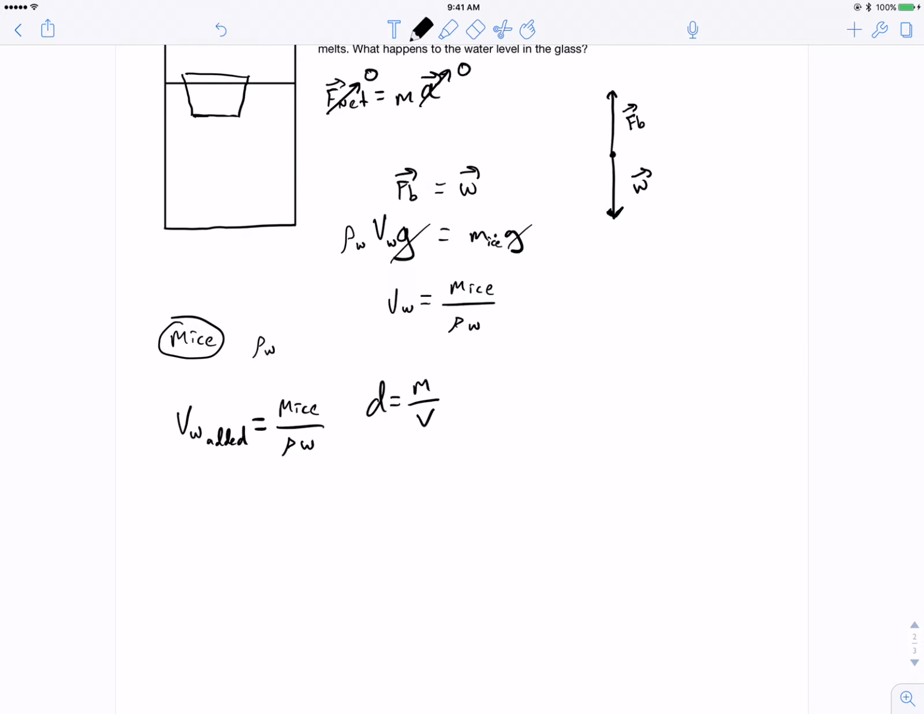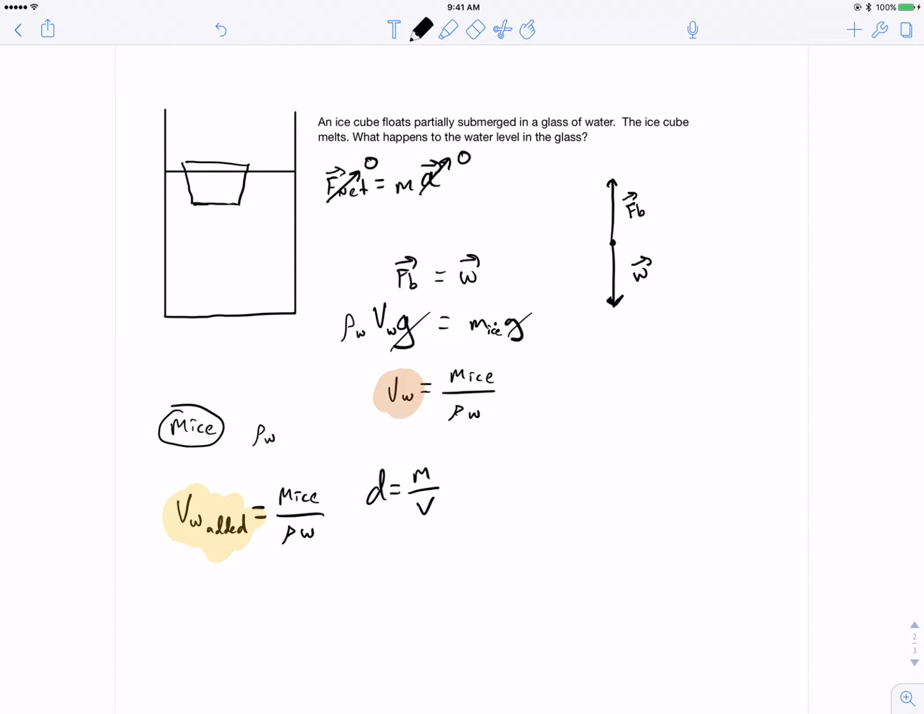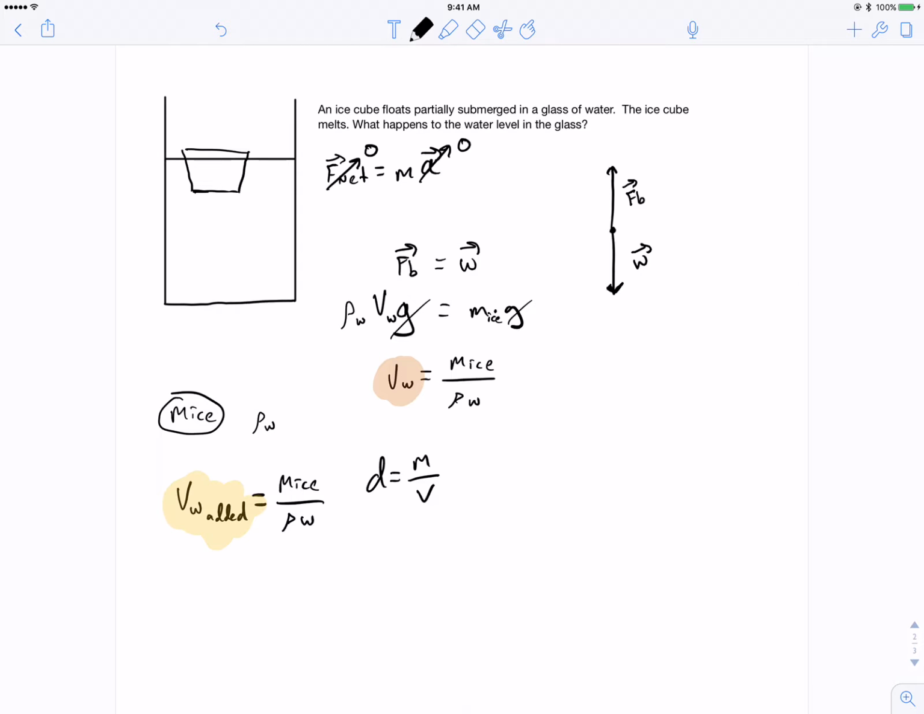So we see here the volume of water added and the volume of water displaced both equal the mass of the ice over the density of water. So we can conclude that the volume added is the same as the volume displaced, and therefore the water level in the glass is going to stay at the exact same height. We can summarize this by saying that when the ice is floating in the water, it displaces its mass in water. And when the ice has melted, it becomes its mass in water.